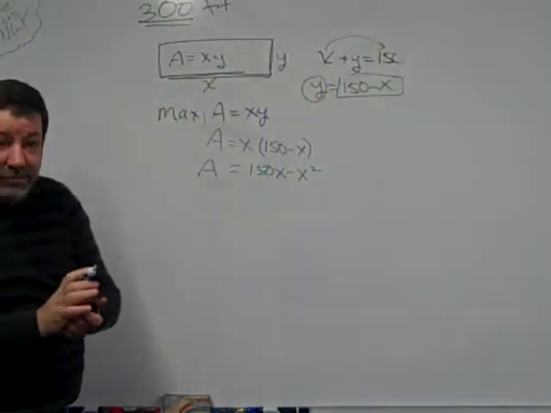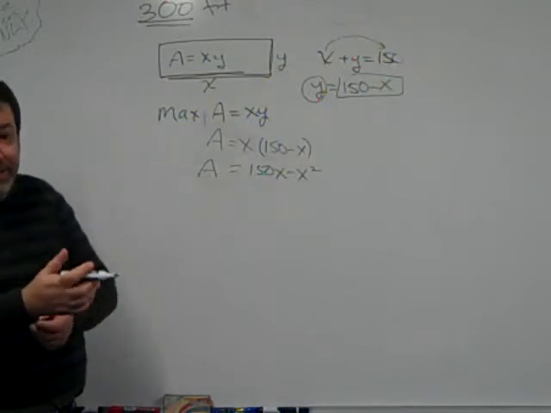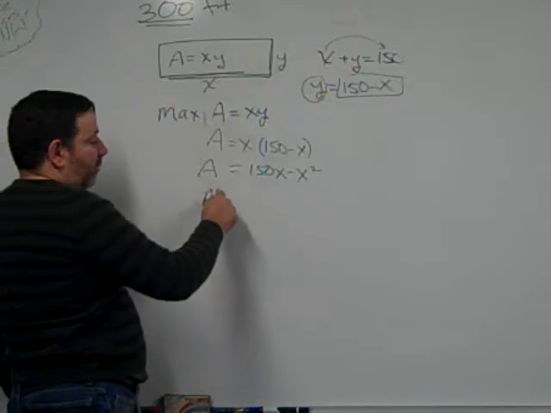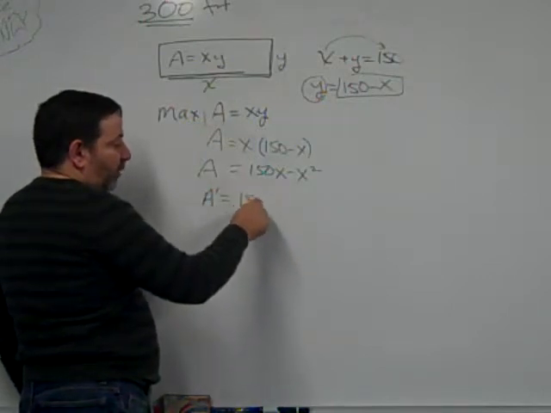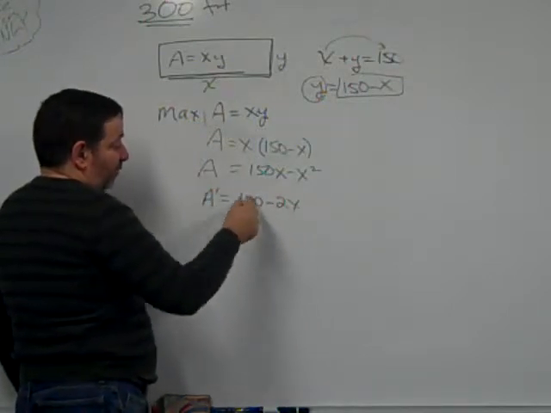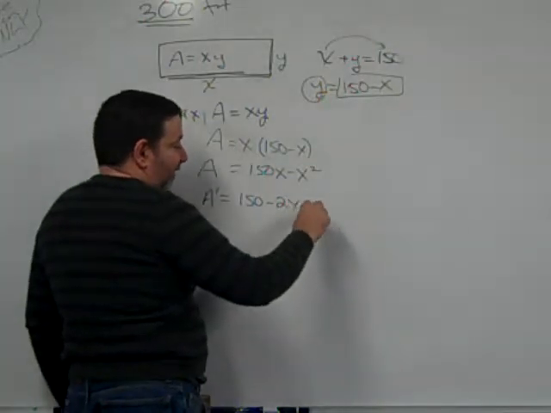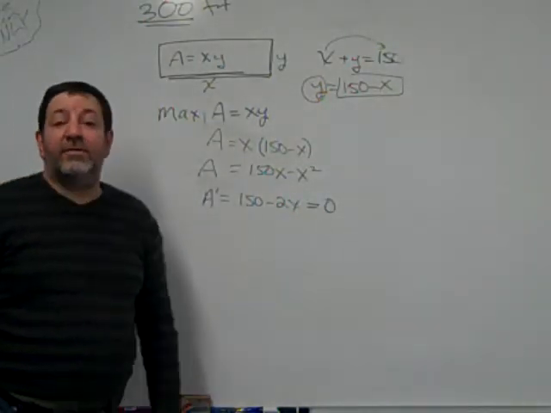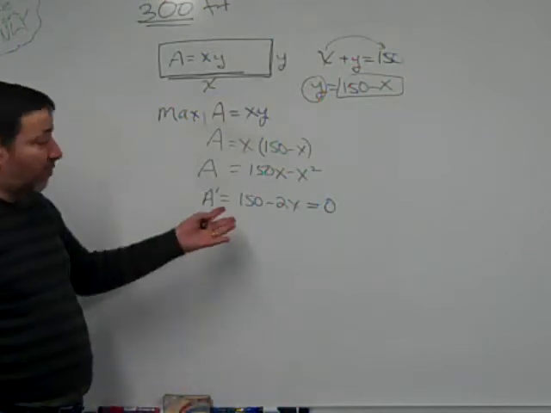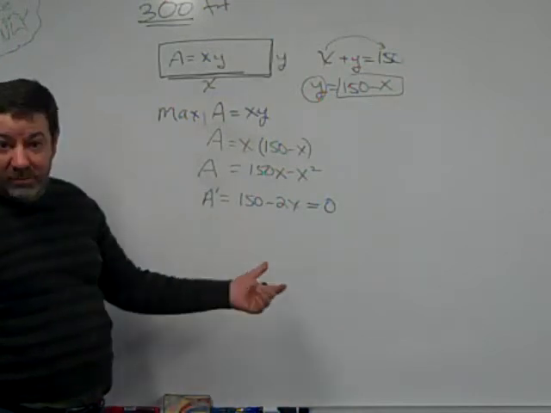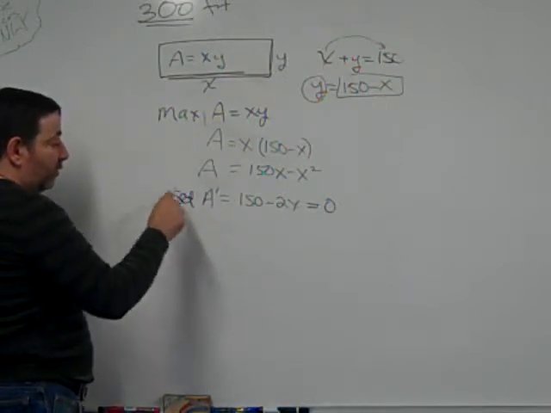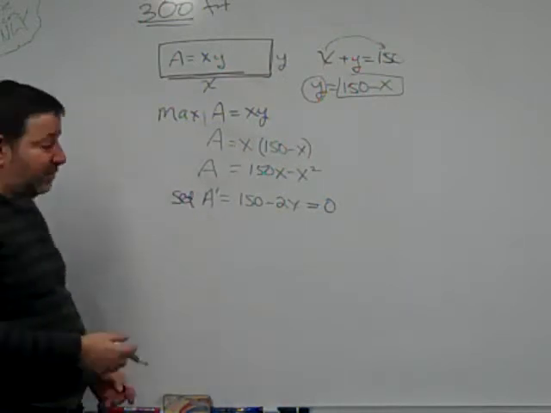So I take the derivative of A, and I set it equal to 0. A prime is 150 minus 2x, and it does not equal 0. In my class, if you write it equals 0, I'm going to take some points off. I'm going to say, why does A prime equal 0? It doesn't. You, the student, want to set it equal to 0.